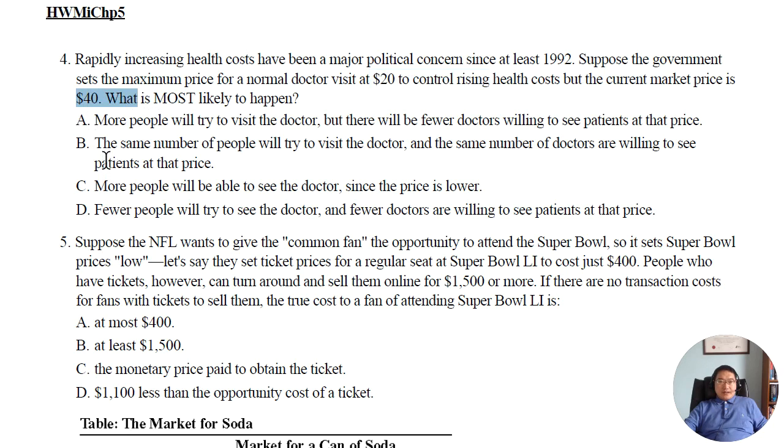B. The same number of people, meaning the original equilibrium quantity, will try to visit the doctor, and the same number of doctors are willing to see patients at that price. This means setting a price ceiling below the equilibrium price doesn't disturb the market equilibrium. Can that happen? I don't think so.